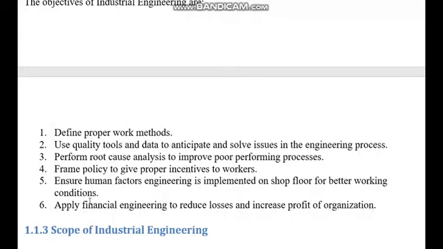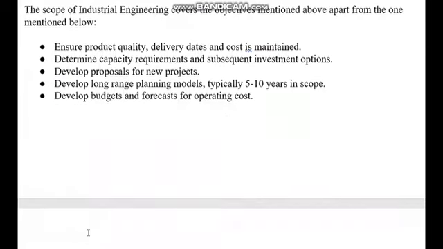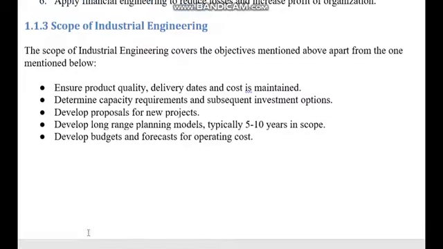Okay, now next let us come to the scope of industrial engineering. The scope of industrial engineering covers the objectives mentioned above, apart from the ones mentioned below. See, ensuring the product quality, delivery dates, and the costs are maintained. To determine capacity requirements.